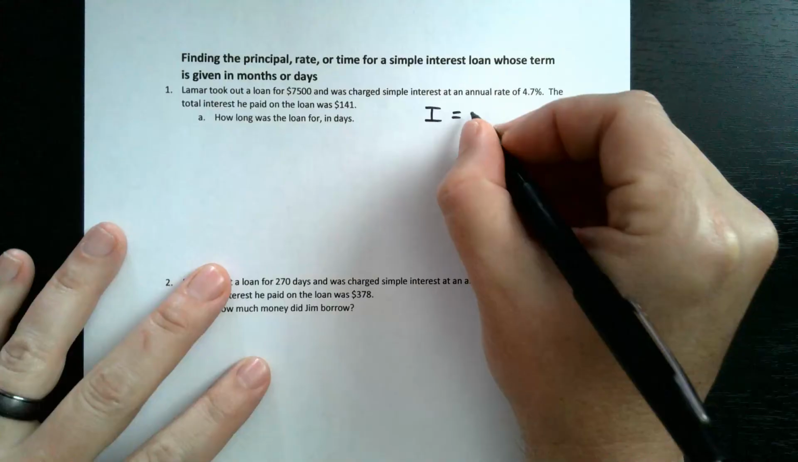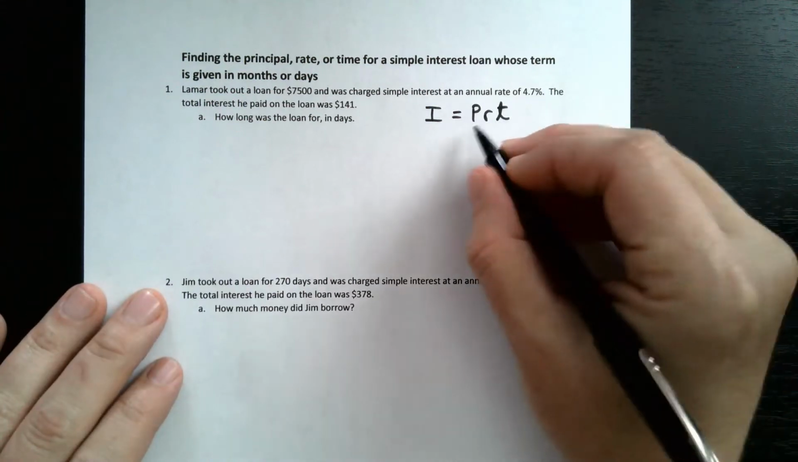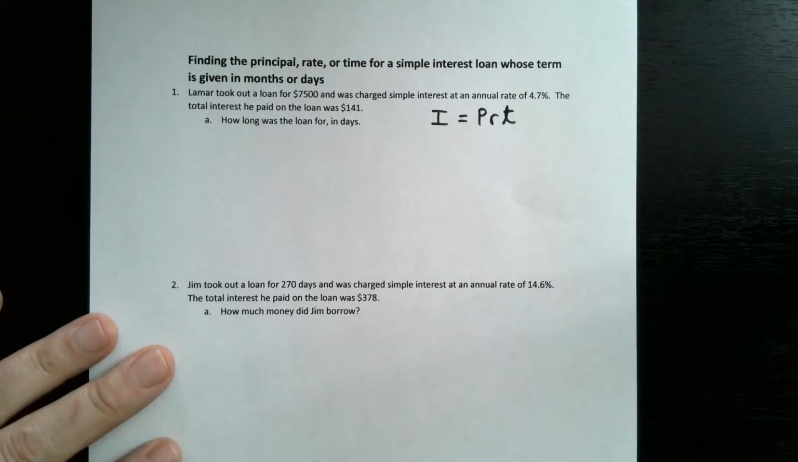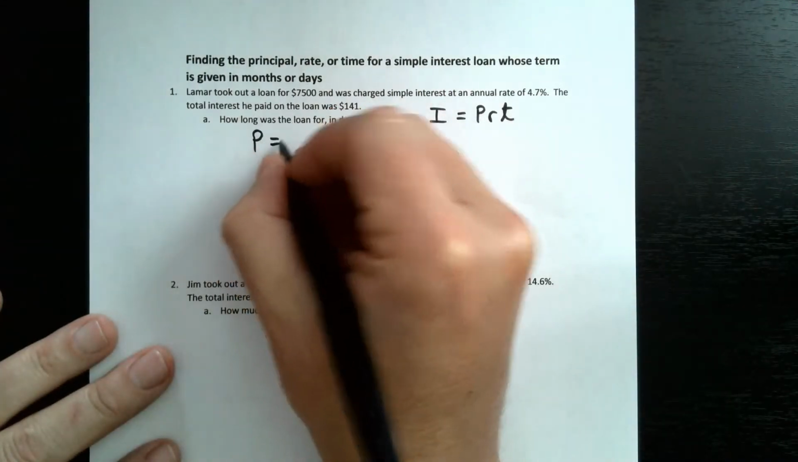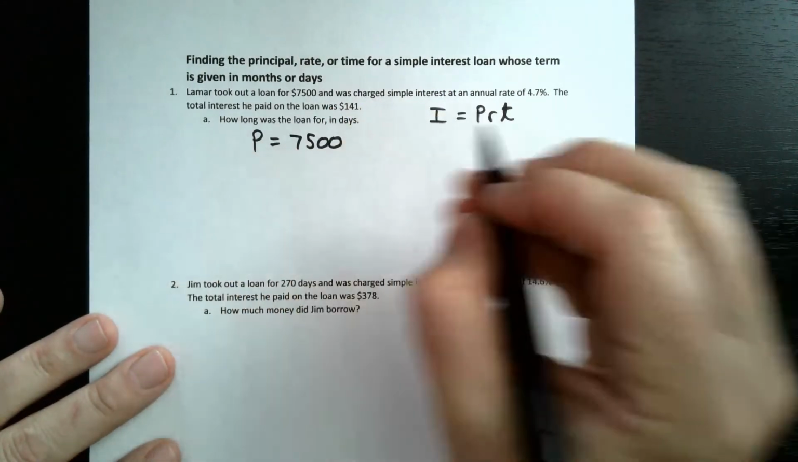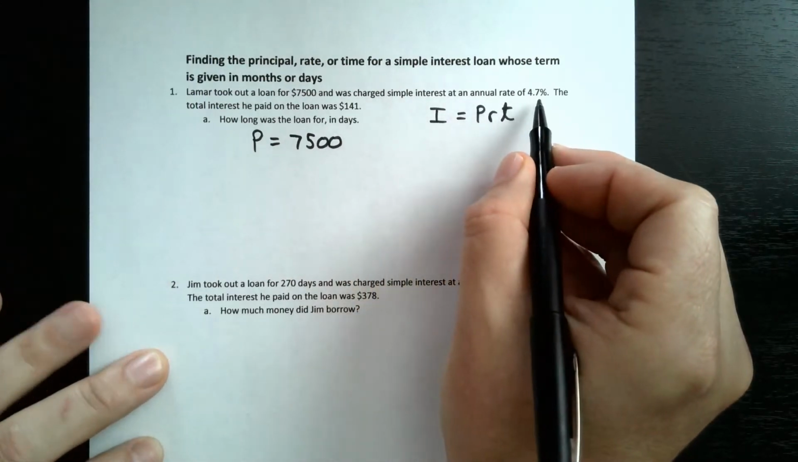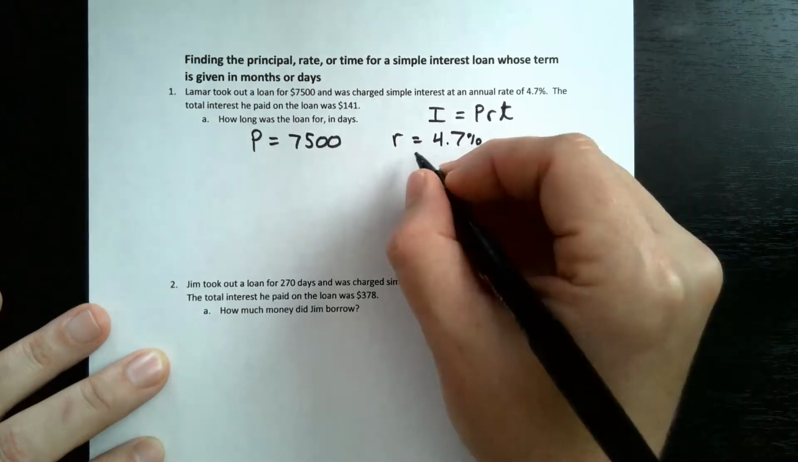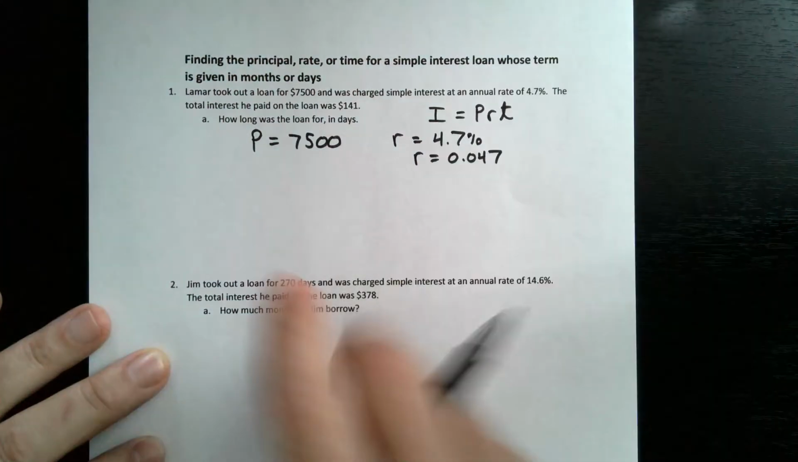Okay, so we are using I = PRT. Keep in mind that T is in years. R is your rate, P is your principal, which is your original amount. It says Lamar took out a loan for $7,500. That's P. P is equal to $7,500. Charged simple interest at an annual rate of 4.7%. So R is equal to 4.7%. As a decimal, that is 0.047.